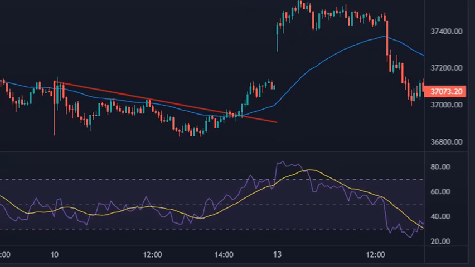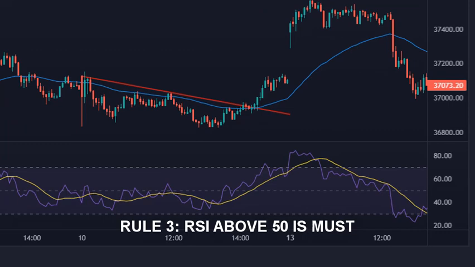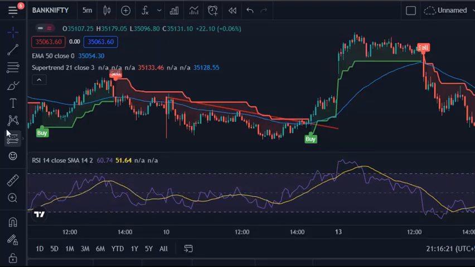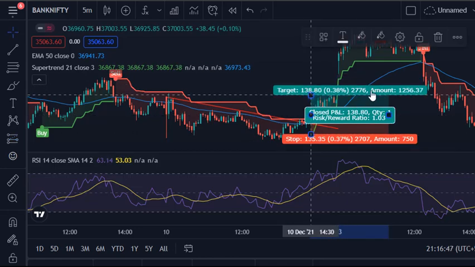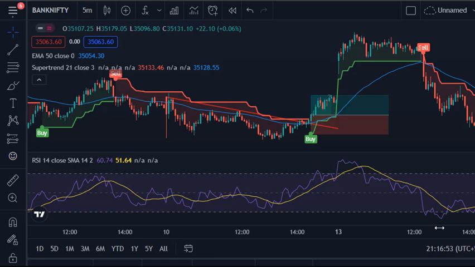Let's go for the third rule. RSI should be above 50. So here the breakout candle's RSI is above 50. So we will take an entry here. We will set stop loss at Super Trend and try to achieve at least a 1:1 ratio target.